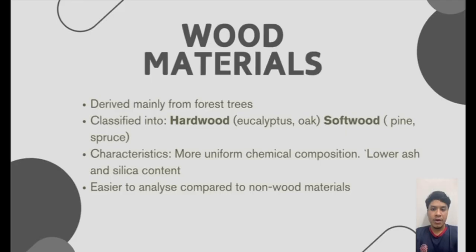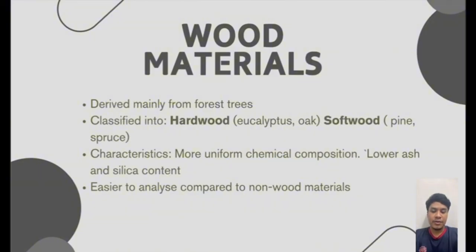wood structure. When compared to non-wood material such as agricultural residues, wood has a more uniform and consistent chemical composition. In addition, wood has a lower ash content, which reduces impurities during processing and making laboratory analysis more accurate and reliable. This characteristic make wood an important and preferred raw material in many industrial and research applications.